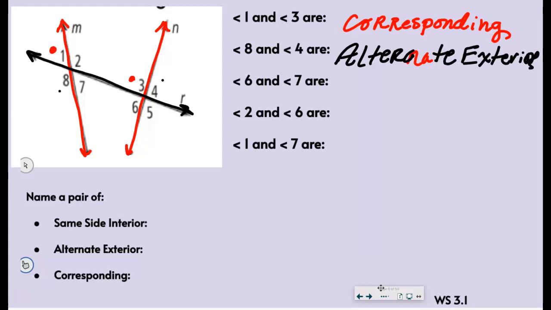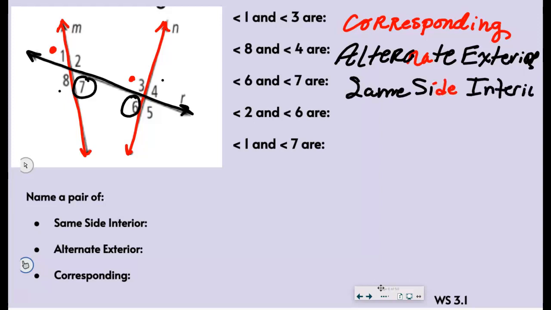Angle 6 and angle 7 are inside my 2 red lines, but they're on the same side of the transversal. So we call those same side interior. Hopefully you got those right. If not, pause the video and fix it.